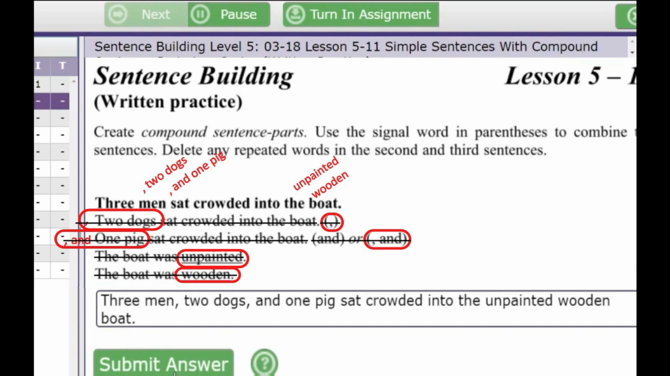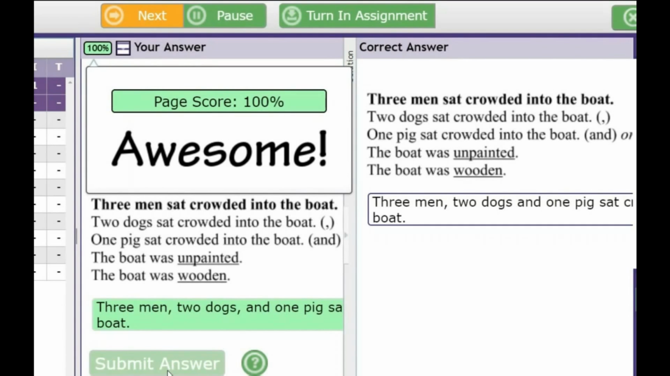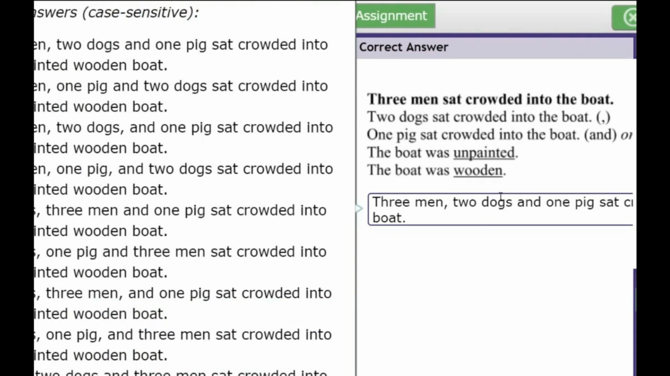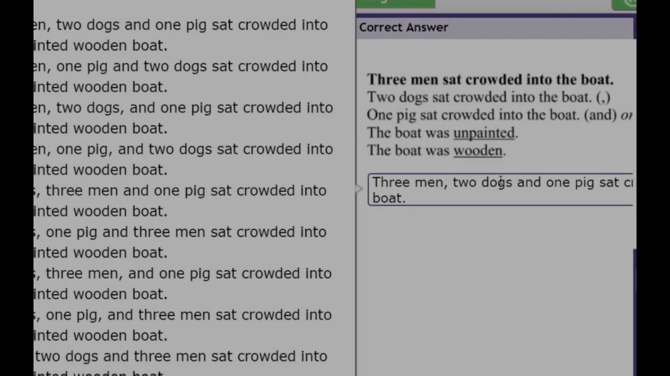That sounds like an acceptable English sentence. Click Submit and see if the computer agrees. It does. The combined sentence was acceptable. Scroll the cursor over the answer in the right half of the screen to see if there are other acceptable answers. Let's try a few more.